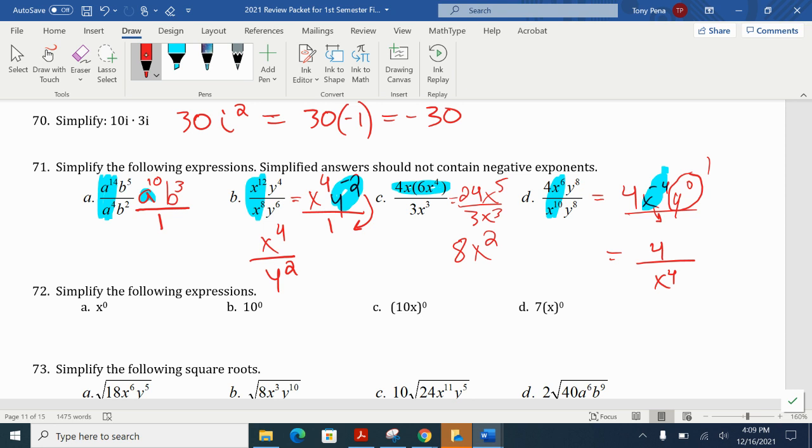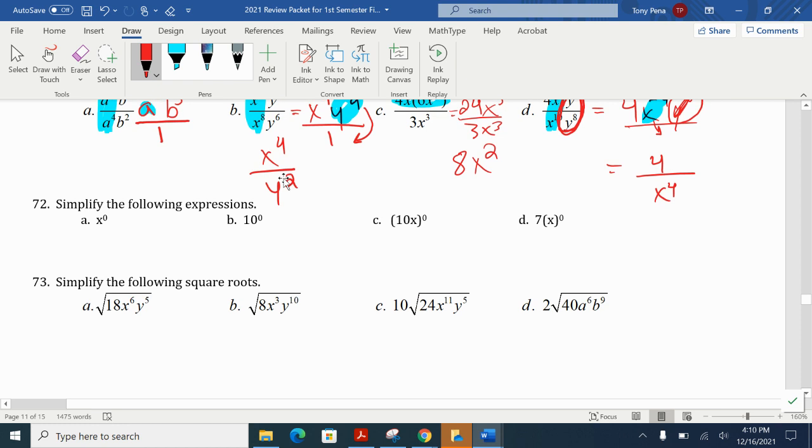The reason for that is, if we just look here, isn't anything divided by itself a 1? So if I gave you 2 divided by 2, that's a 1. If I gave you 7 divided by 7, that's a 1. So that applies to anything. Anything divided by itself is always a 1. So y to the 8th divided by a y to the 8th must be a 1. So we don't really need to show that because it just cancels itself out.